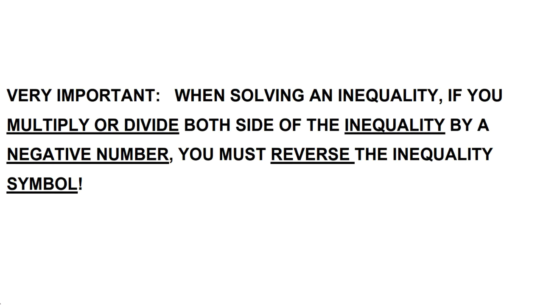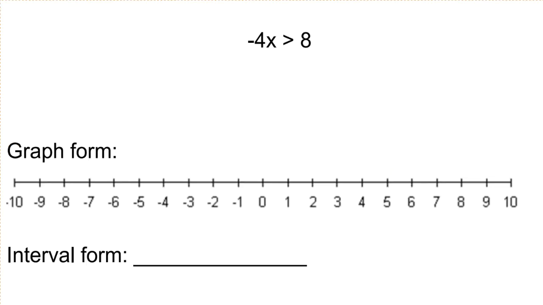When solving an inequality, it's very important that you are aware of this rule. If you're solving an inequality and you multiply or divide both sides of the inequality by a negative number, you must reverse the inequality symbol. Let's solve this inequality. We have negative 4x is greater than x. So to solve this inequality, we would divide both sides of the inequality by negative 4.